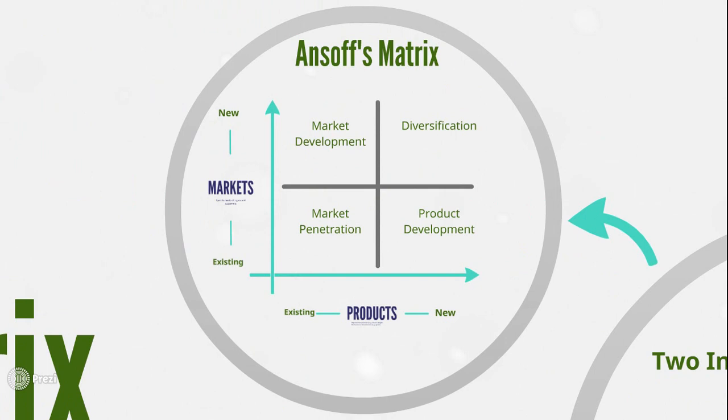Let's dive into the Ansoff matrix itself. The Ansoff matrix is a two-dimensional matrix which plots the products on the x-axis, the existing and the new, and the markets on the y-axis, the existing and the new.